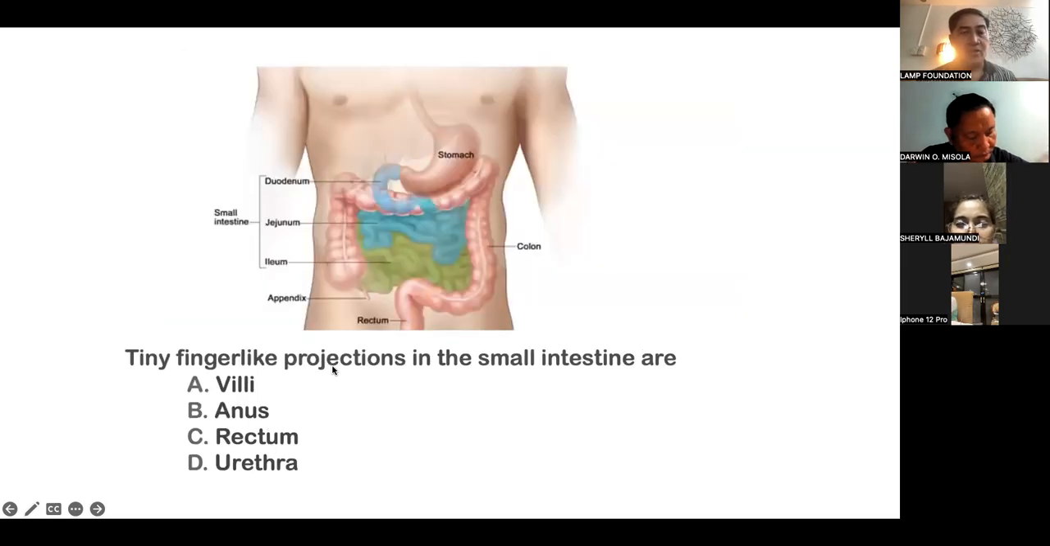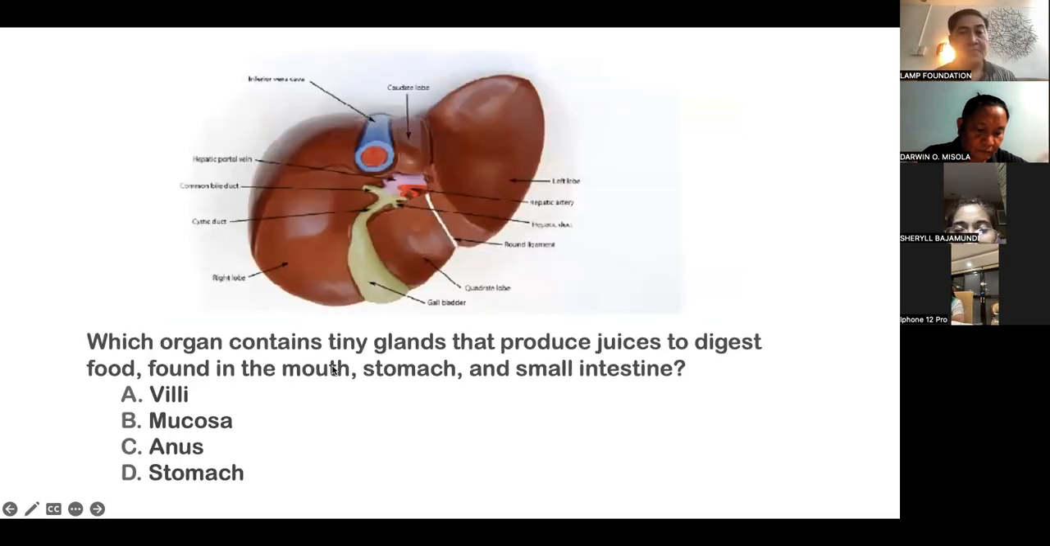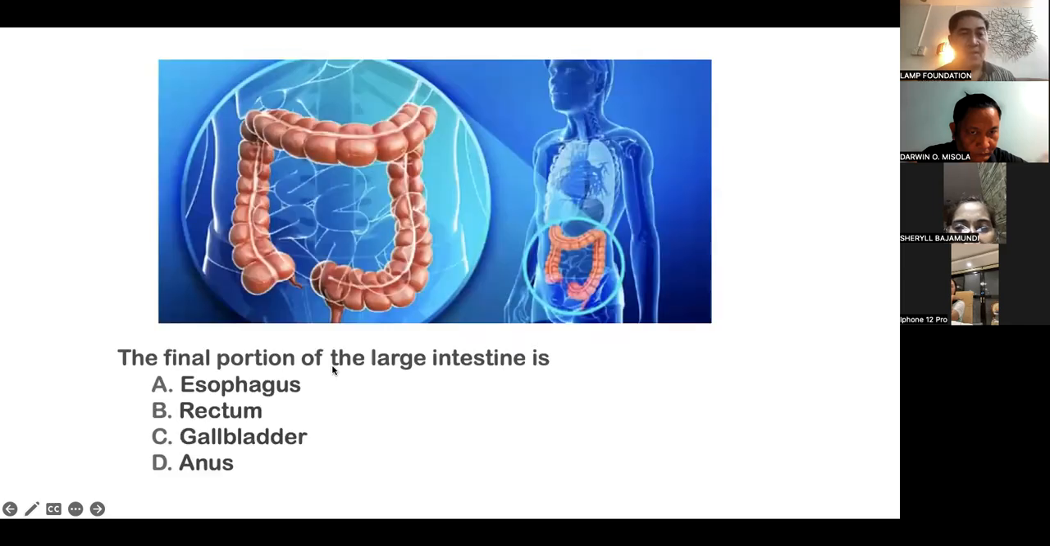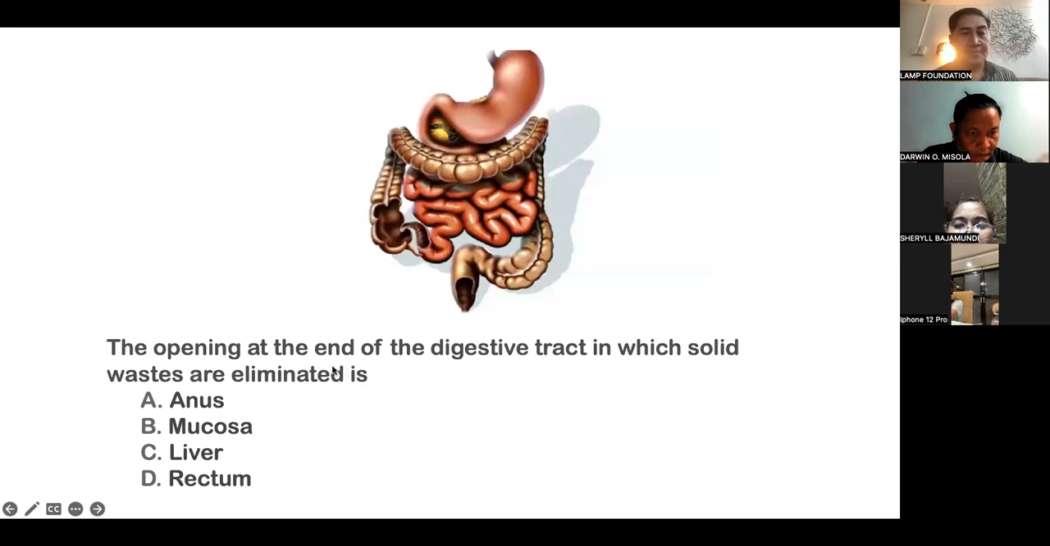Tiny finger-like projections in the small intestine are? Villi. Which organ contains tiny glands that produce feces? They just will find in the stomach and small intestine. The mucosa. Final portion of the large intestine is? Is the rectum. The opening at the end of the digestive tract in which solid waste are eliminated is? The anus.